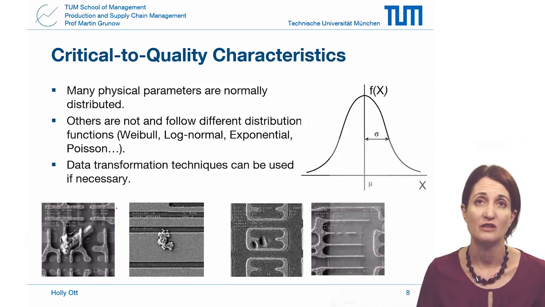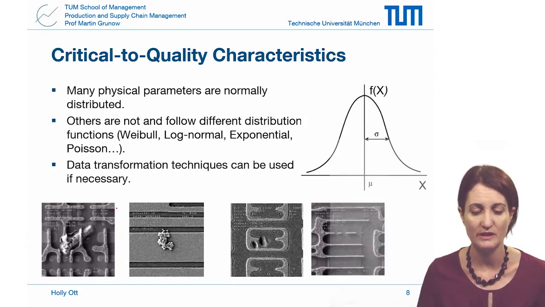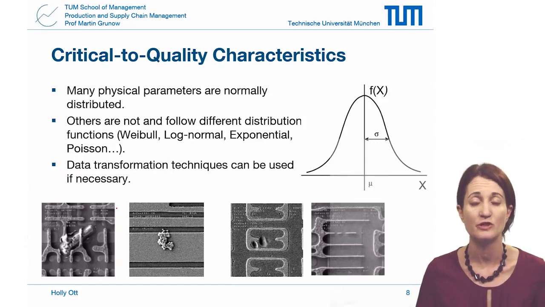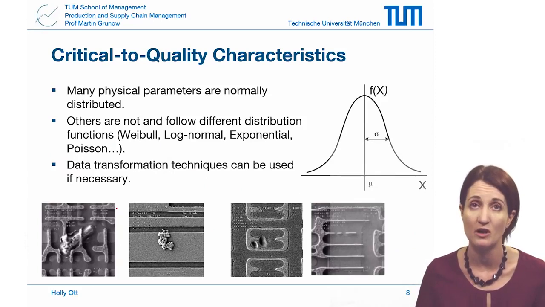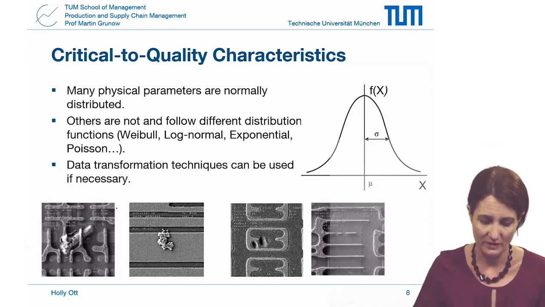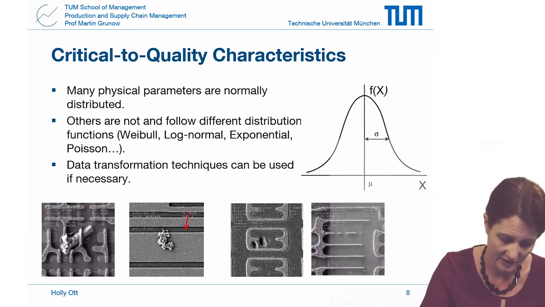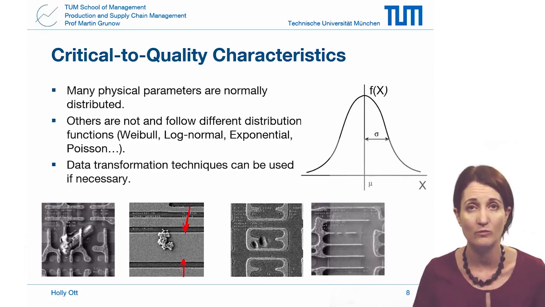Now, just a short mention, critical to quality characteristics. We've learned about the normal distribution. We're going to be talking a lot about the normal distribution. Many physical parameters are normally distributed. For example, this is the defect picture. You're depositing these lines here. These widths normally follow a normal distribution. Thicknesses, film thicknesses, for example, lengths, weights.